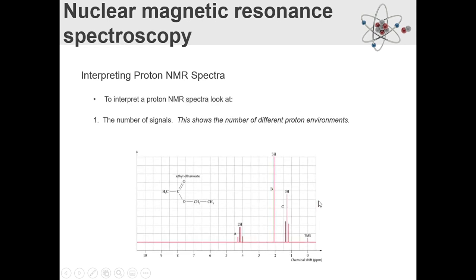Now, to interpret a proton spectra, again, look at the number of signals, it tells you the number of proton environments. The relative peak area helps you determine how many protons are in each area. And the splitting of signals provides information about the hydrogen atoms in adjacent environments. I've just gone through all 3 of them, so I feel pretty good.